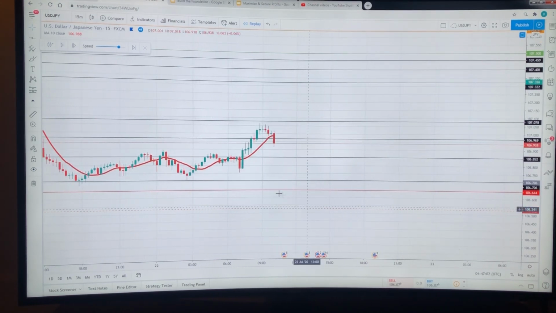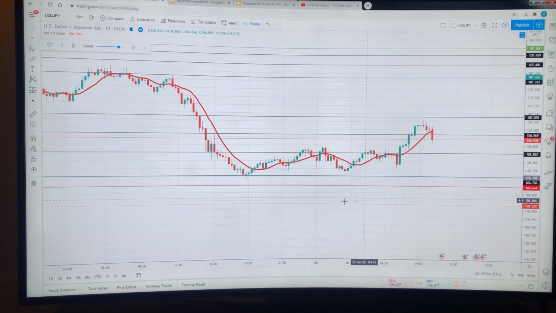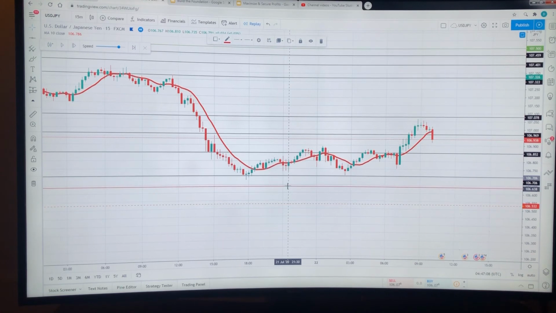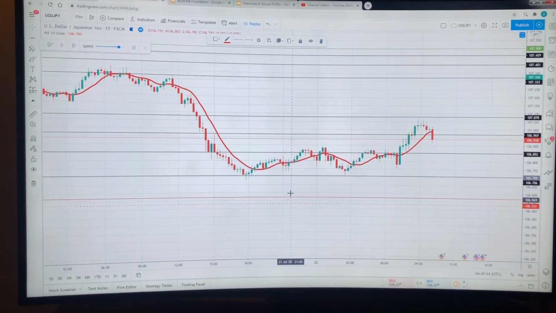So in this particular situation, it didn't hit your stop loss at all, and you can place your stop loss wherever you want, based on how much you want to risk. It's however much you want to risk.